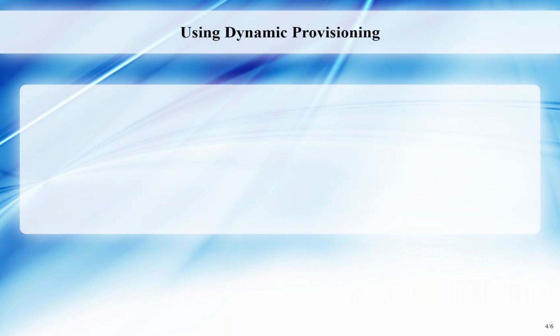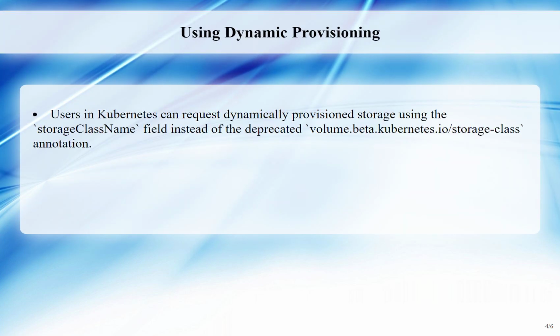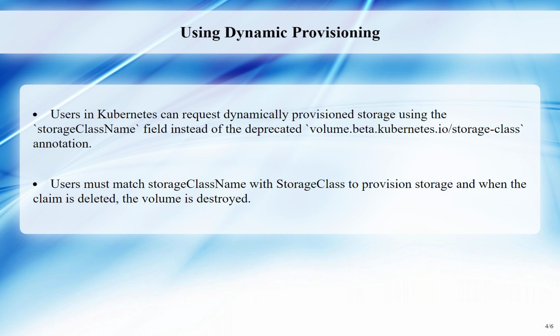Using dynamic provisioning. In Kubernetes, users can request dynamically provisioned storage using the storage class name field in their persistent volume claim object. Prior to version 1.6, this was done using the volume.beta.kubernetes.io/storage-class annotation, which is now deprecated. Users must now match the storage class name value with a configured storage class to provision storage, such as selecting the fast storage class to automatically create an SSD-like persistent disk. When the claim is deleted, the volume is also destroyed.